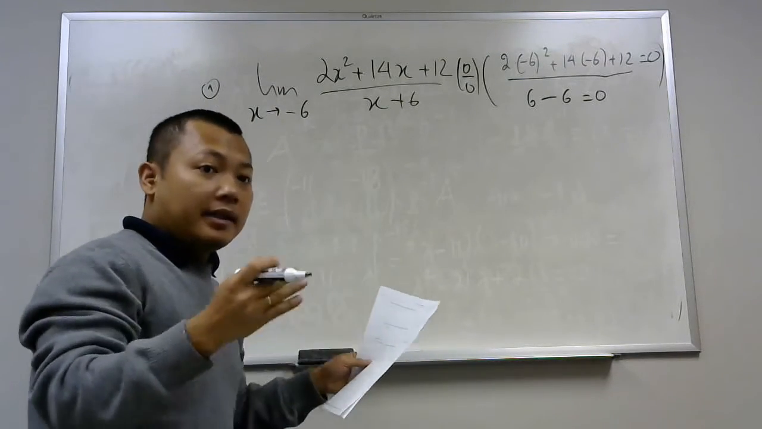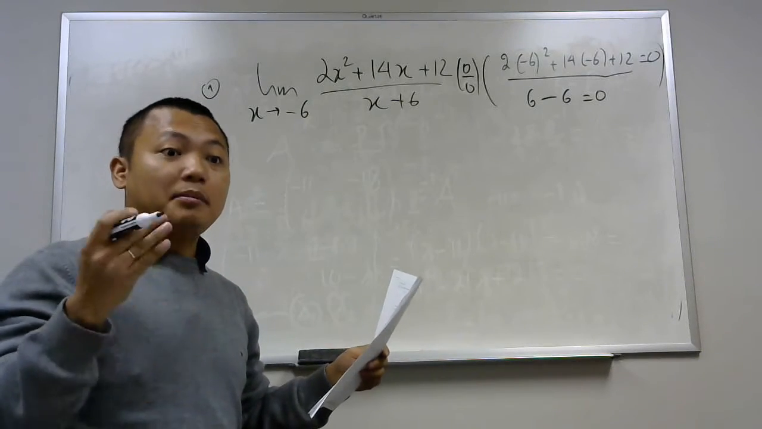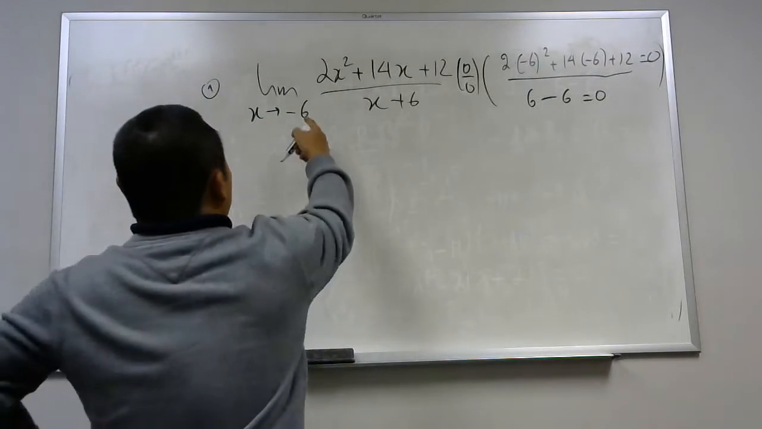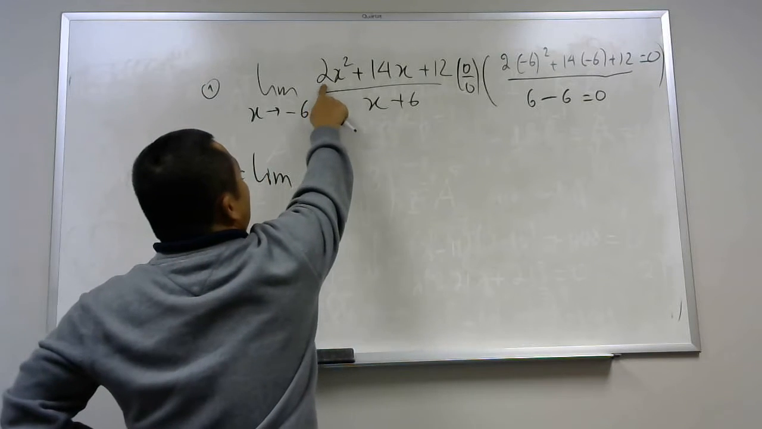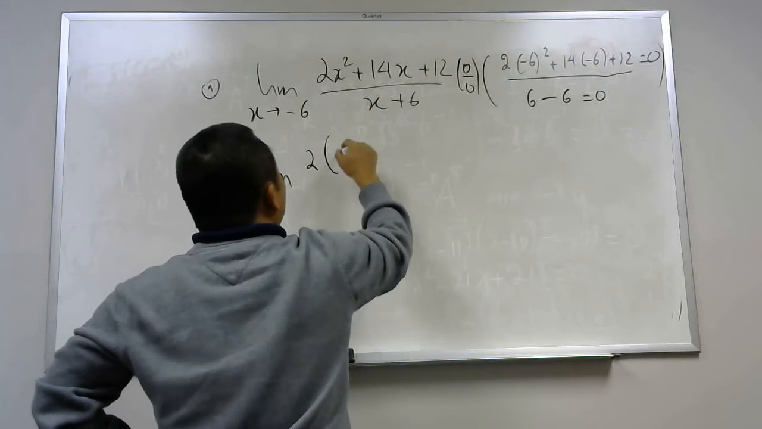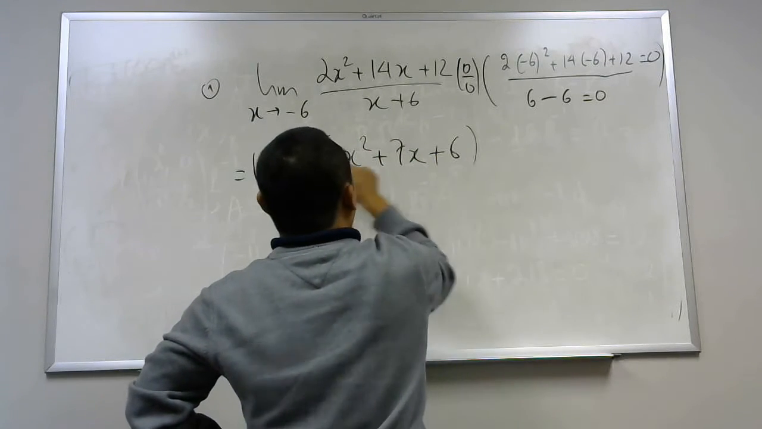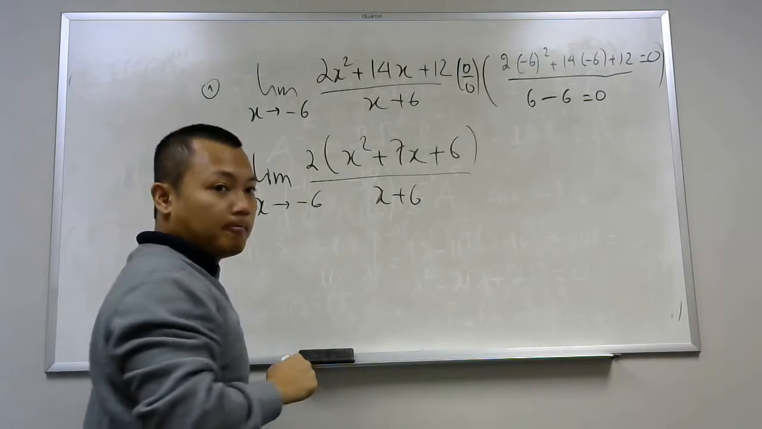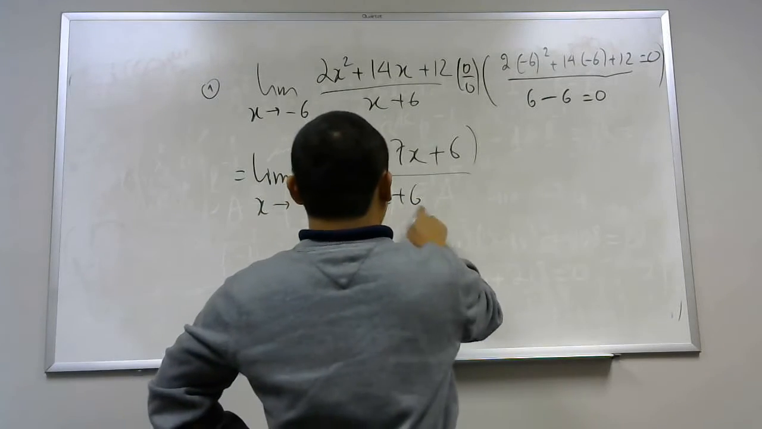So again, in this problem, we need to know how to factorize a polynomial, in this case just a quadratic polynomial. So I write the limit of, since 2 is common, right? 2x squared, 14x and 12, I would write 2 in here, I have (x squared plus 7x plus 6) over (x plus 6), x goes to -6. And let's factor this.